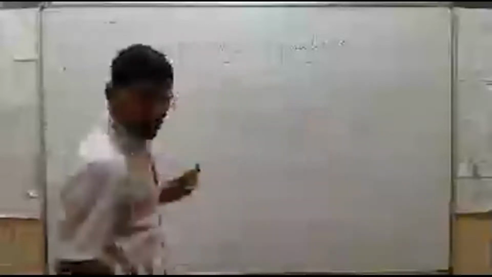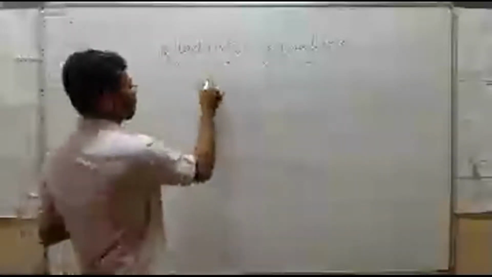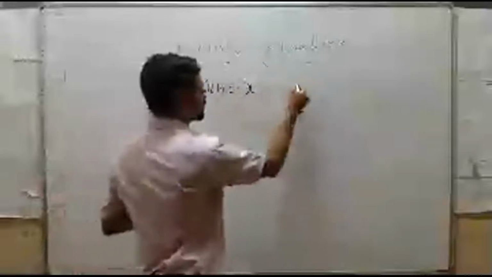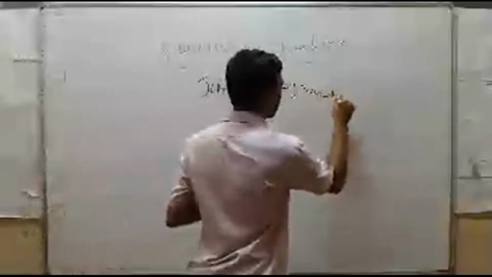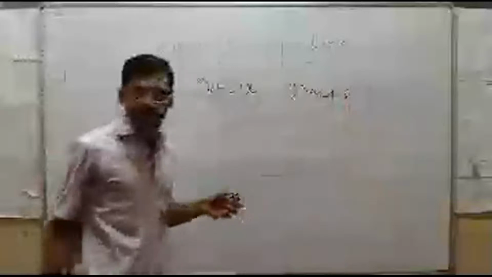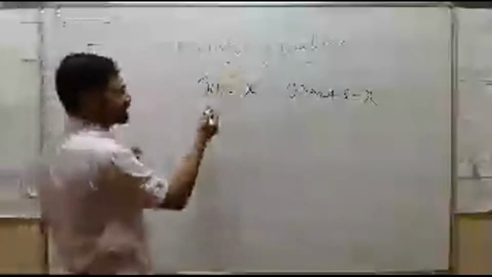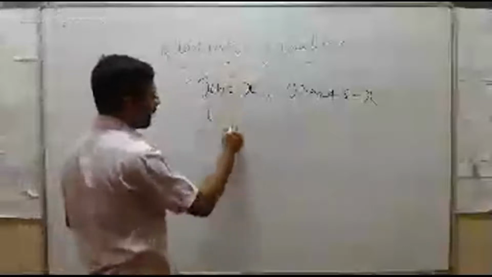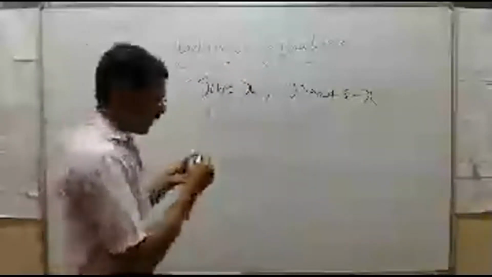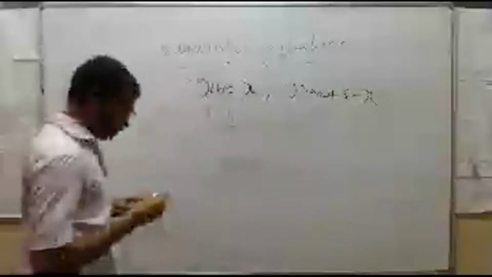John has x marbles, and Jeevanti has 45 minus x. Both lose 5 marbles. Loss means minus. Present John is x, so after losing 5 it is x minus 5.